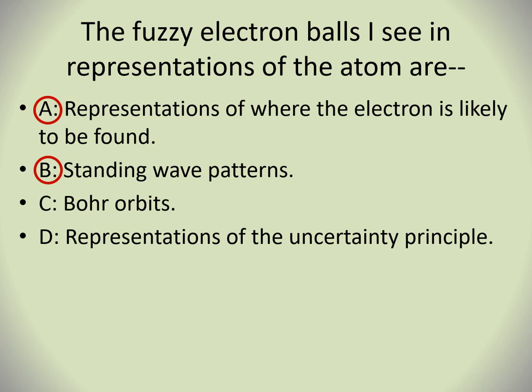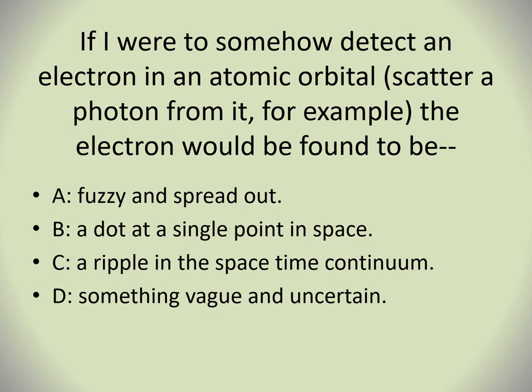So if you were to somehow detect an electron in an atomic orbital, maybe by scattering a photon from it, in the Compton effect, for example, the electron would be found to be a what? Or found to be what? And the answer is B.